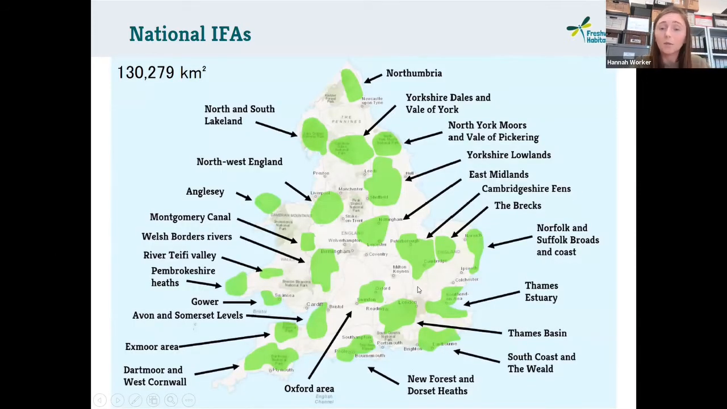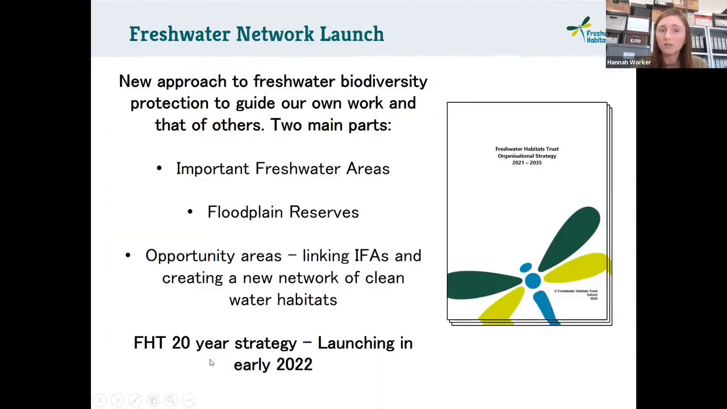So the next step with this IFA analysis, and what FHT are pulling into our next 20-year strategy, is using this information to develop a freshwater network. So using the IFA analysis to determine where we have the best sites, where we're going to get the best gains from building outwards, and looking at where we have opportunities to link up these IFAs, creating new networks of clean water habitat across the landscape. As I was saying with Shabbington Wood and Oxfordshire, actually creating those connections between those IFAs to aid dispersal across the landscape.